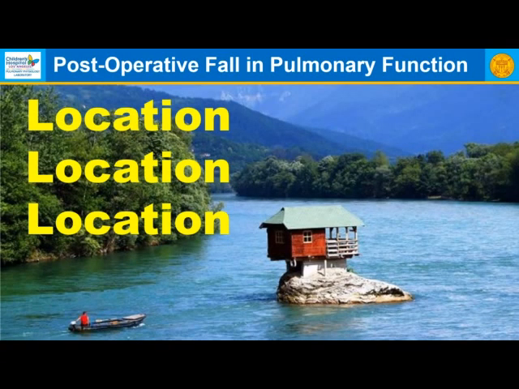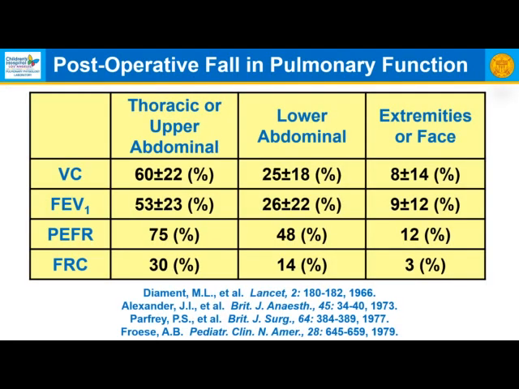Well, the answer is it's like real estate. It's location, location, location. These are a number of studies that show the postoperative fall in lung function depending on where the surgery was performed. So for thoracic or upper abdominal surgery, for example, there's a fall in vital capacity of a mean of 60%, FEV1 53%, peak flow 75%, and FRC 30%.